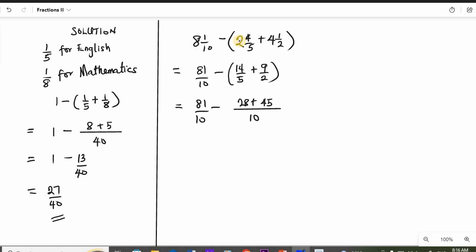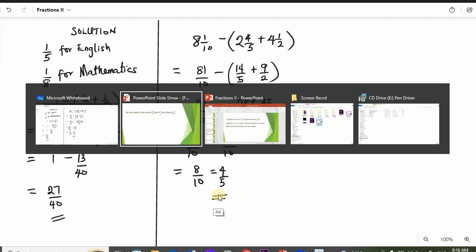Okay. So we have 81 over 10 minus 73 over 10, and this gives us 8 over 10, or 4 over 5 expressed in its lowest terms. So this is the solution. So we'll move to the next question.